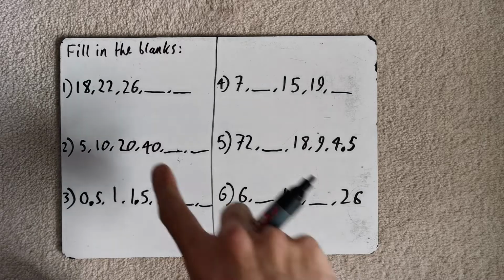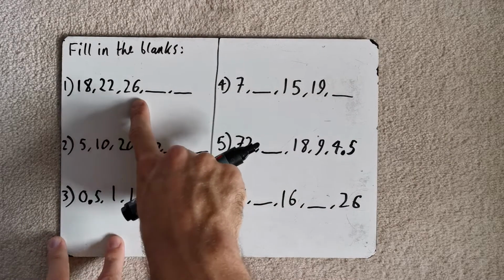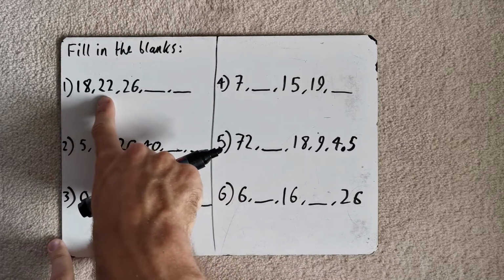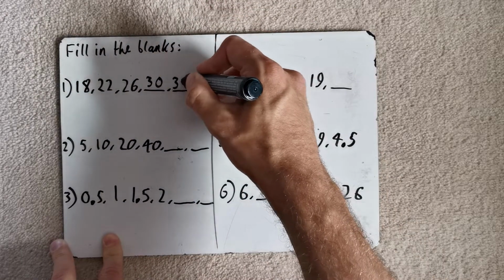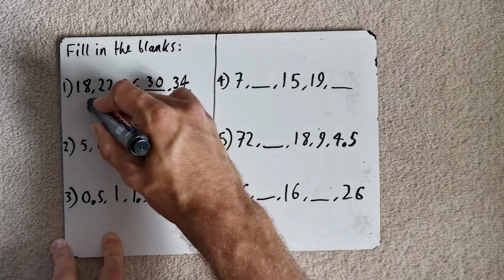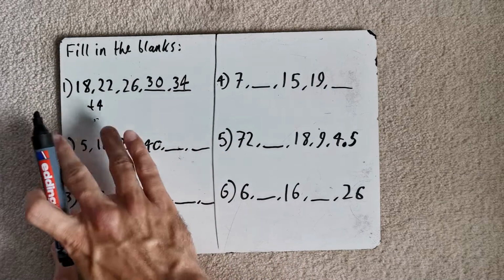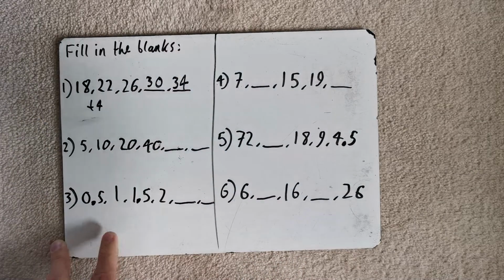Right, let's go through the answers. Let's have a look, see what these go up by each time. Okay, that goes up by 4, that goes up by 4. So this is going to go up by 4, and this is going to go up by 4 as well. Nice and easy. We're going up by 4 each time. You don't need to write that as part of your answer. I'm just doing that there, just as a bit of a reminder.